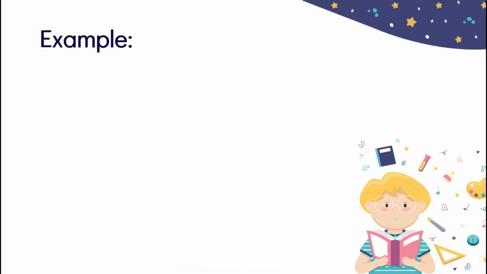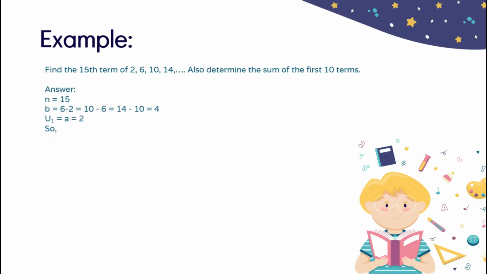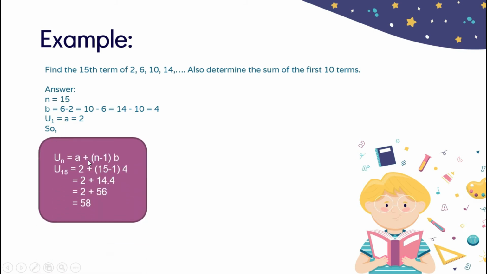For example, find the 15th term of 2, 6, 10, 14, and so on. Also, determine the sum of the first 10 terms. The answer is, we know n equals 15, b equals 4, u1 equals a equals 2, so un equals a plus n minus 1 multiplied by b. u15 equals 2 plus 15 minus 1 multiplied by 4. Then operated to produce u15 equals 58.